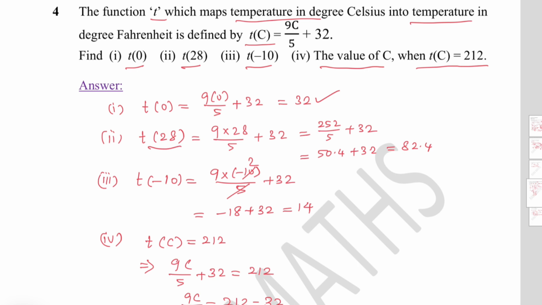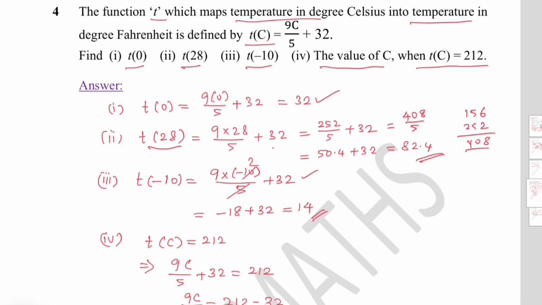And T of 28, 9 times 28 over 5 plus 32, that is 252 over 5 plus 32. So you get 408 over 5, or you can say the decimal equivalent is 50.4 plus 32, 82.4. Then T of minus 10 is 9 times minus 10 over 5 plus 32. So that gives minus 18 plus 32 gives 14. And that's the third question.